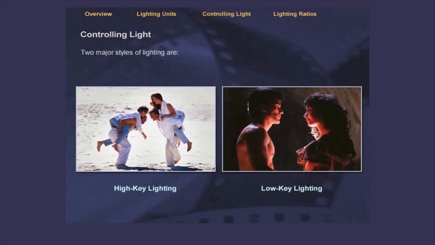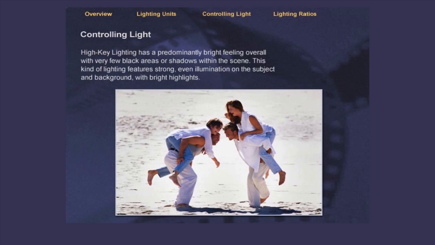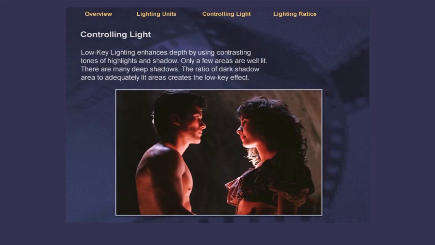Two major styles of lighting are high-key lighting and low-key lighting. High-key lighting has a predominantly bright feeling overall, with very few black areas or shadows within the scene. This kind of lighting features strong, even illumination on the subject and background, with bright highlights. Low-key lighting enhances depth by using contrasting tones of highlights and shadow. Only a few areas are well lit. There are many deep shadows. The ratio of dark shadow area to adequately lit areas creates the low-key effect.